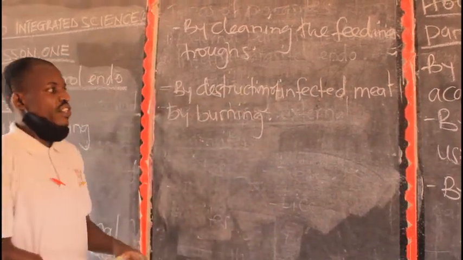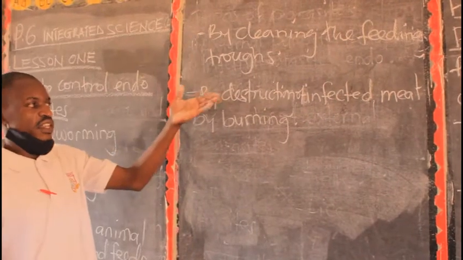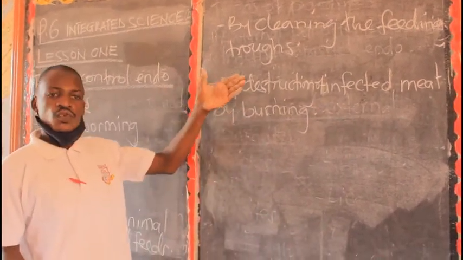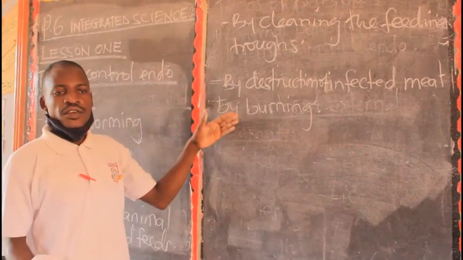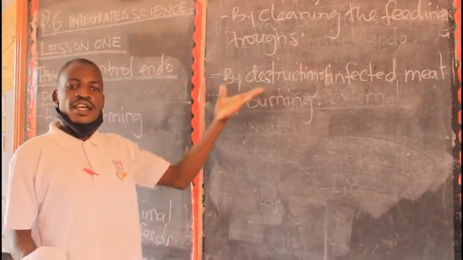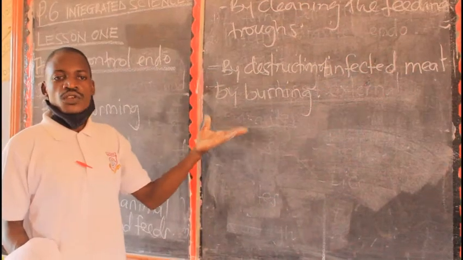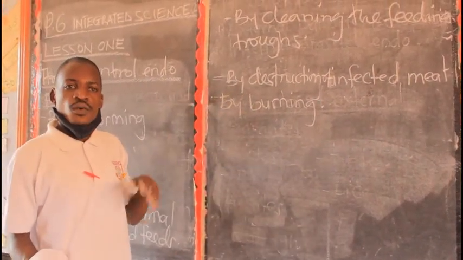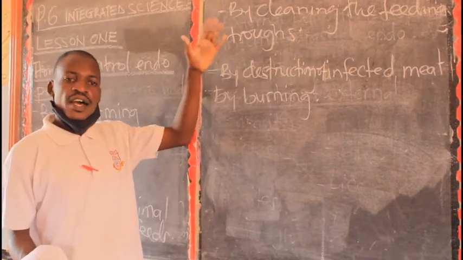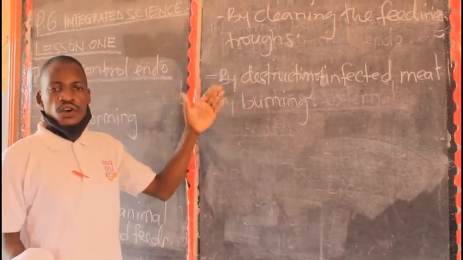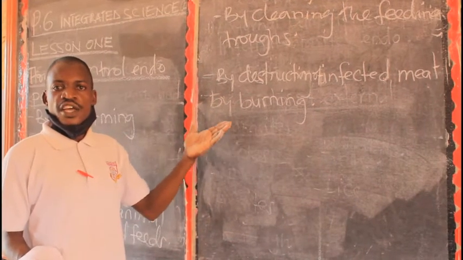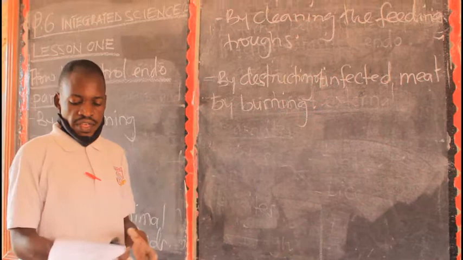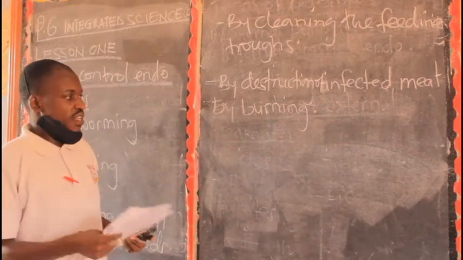If the meat is infected or affected by these worms, don't eat this meat. Make sure you burn this meat. For example, you find your liver has been affected by liver flukes. Don't eat this liver, because these worms can also affect human beings. What you do, you can get your fuel and burn this meat, or you bury it. In that way, you are preventing these worms from multiplying to other animals.